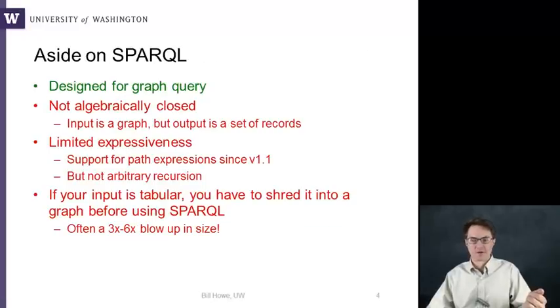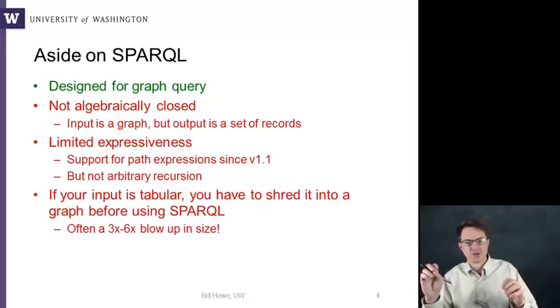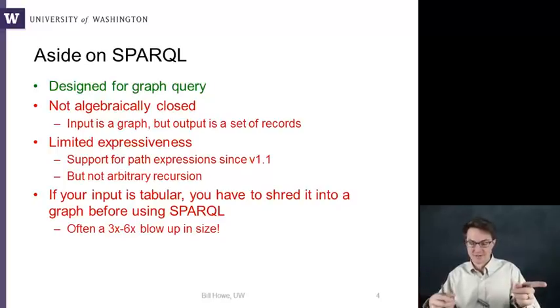Make one more point about Sparkle before we move on to some more complicated examples. So summarizing what we sort of said, while Sparkle is designed for graph query, there's a few problems that I want to point out. One is this notion of algebraic closure that we brought up when we talked about relational algebra. So the input is a graph to Sparkle. You can query a graph, but the output, if you go back to the slide on Sparkle and you look at the result, it's actually a list of records. It's no longer a graph.